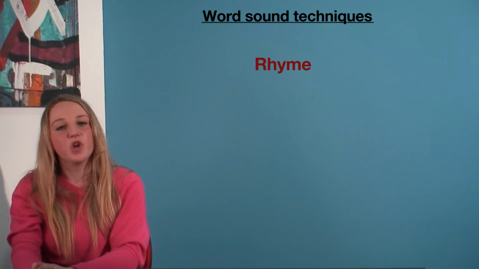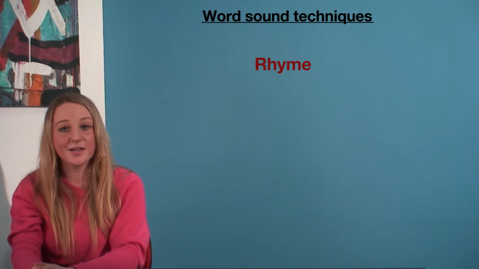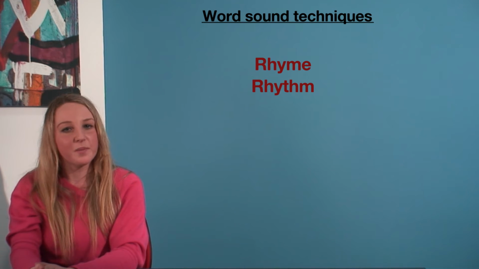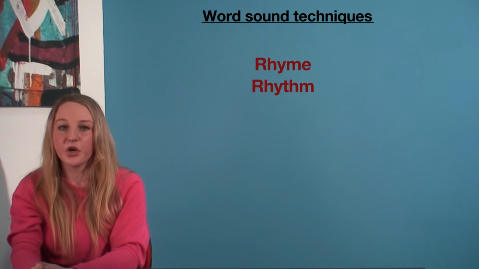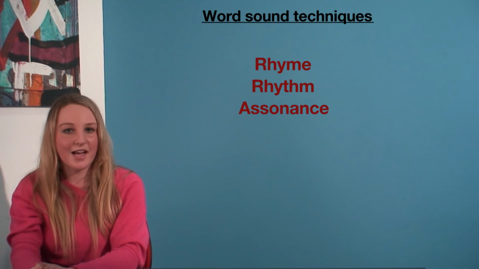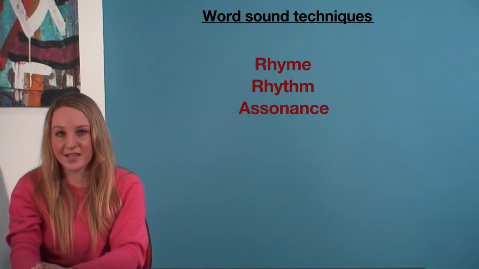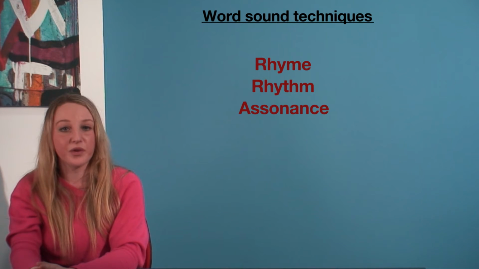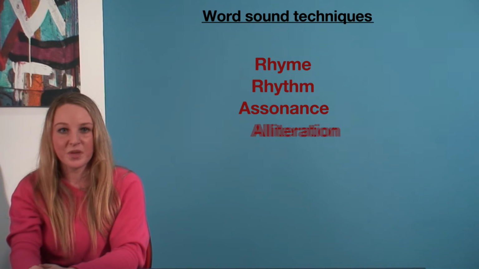Rhyme, like those childhood limericks you'll remember. An example is, every dog bred is a shelter dog dead. Rhythm, when a piece holds its own internal flow like a poem. Assonance, the repetition of vowel sounds to create internal rhyming within phrases. It forms part of alliteration, which we're about to talk about.